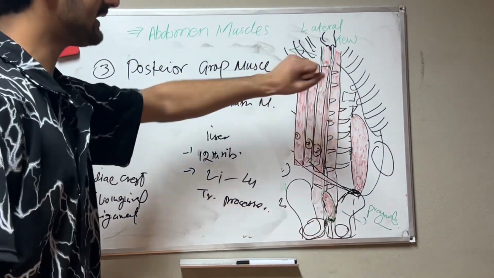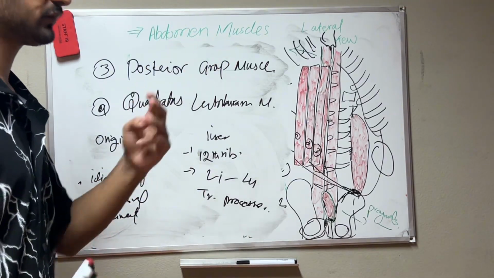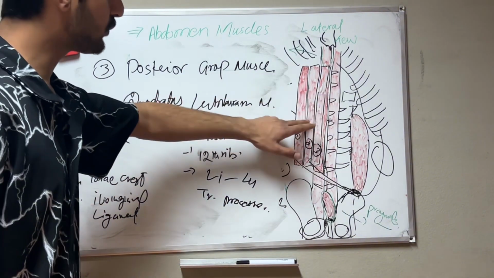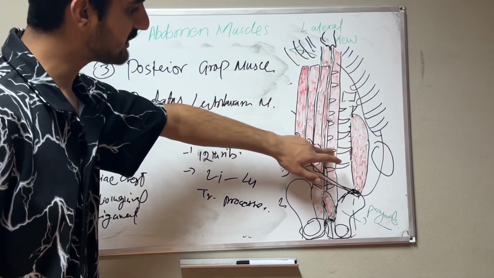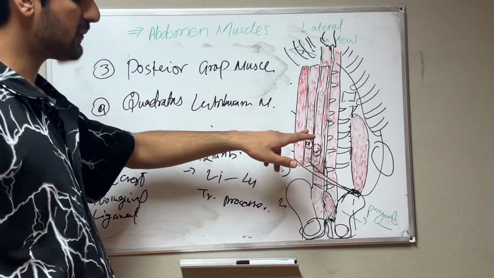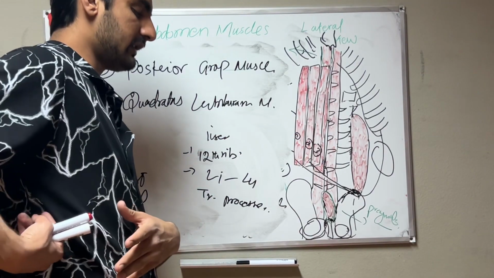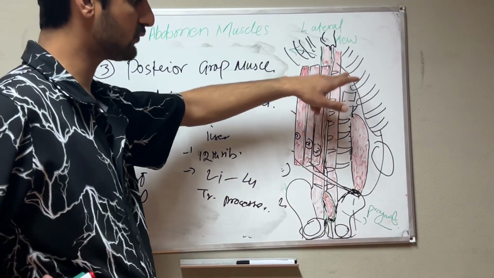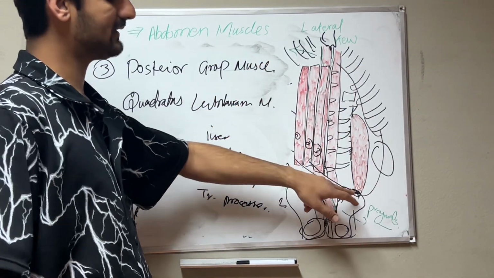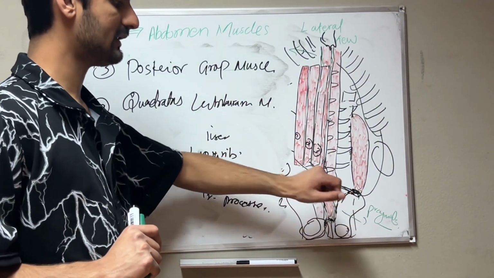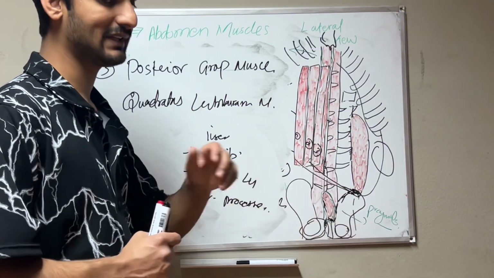This is the lateral view of the abdominal muscles. We divide them into three groups: lateral, anterior, and posterior. The lateral group is located in oblique form. First is the external oblique muscle, which originates from the 5th to 12th ribs and inserts into the iliac crest and also the linea alba.